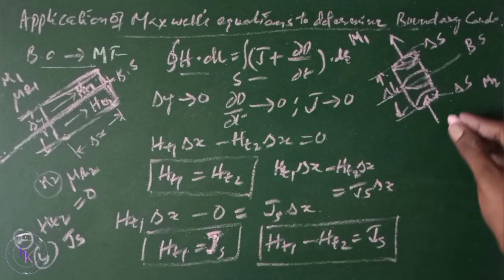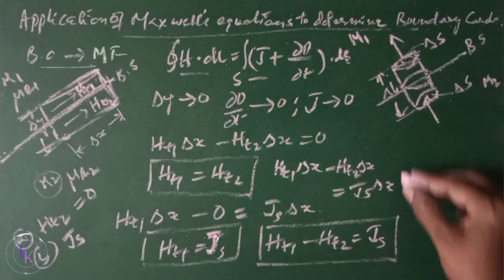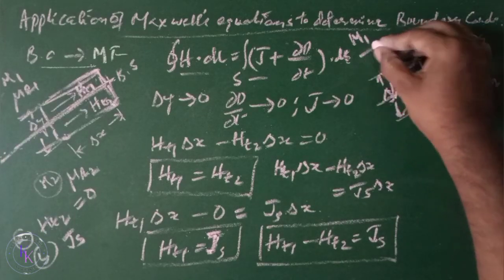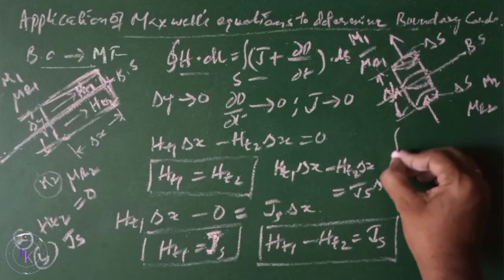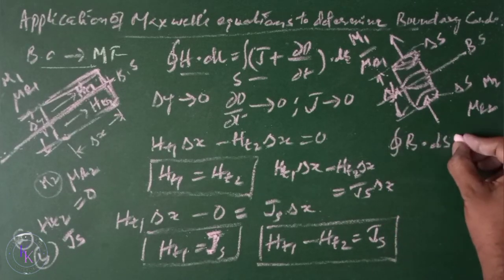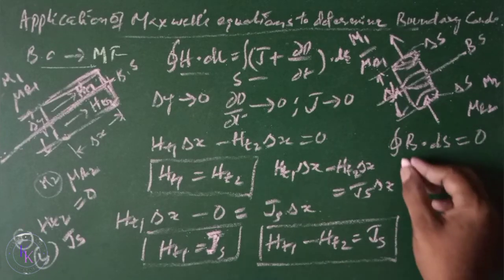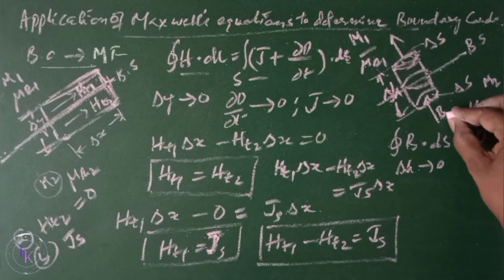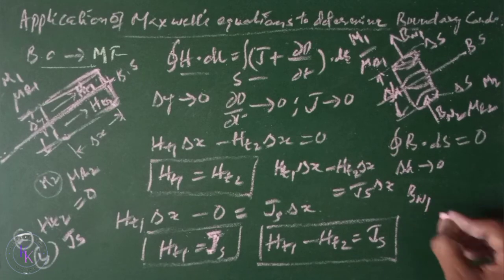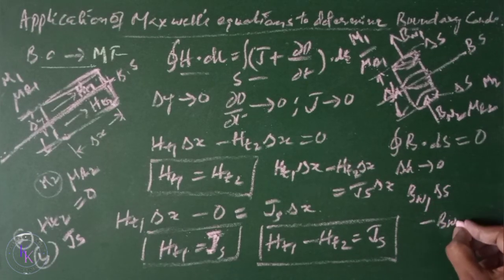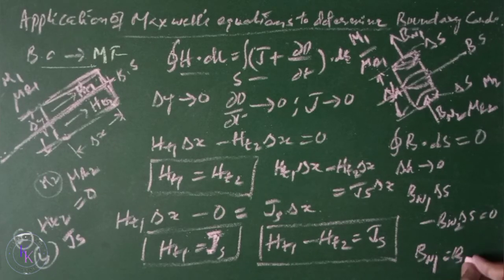Consider a cylinder on the boundary surface having height delta h, and medium 1 is having mu r1, medium 2 is having mu r2. Then from Maxwell's equation derived from Gauss law, that is, closed integral of B dot ds equals 0, when delta h tends to 0, now we can write Bn1 delta s minus Bn2 delta s equals 0. From this, Bn1 equals Bn2. So the normal component here is continuous.